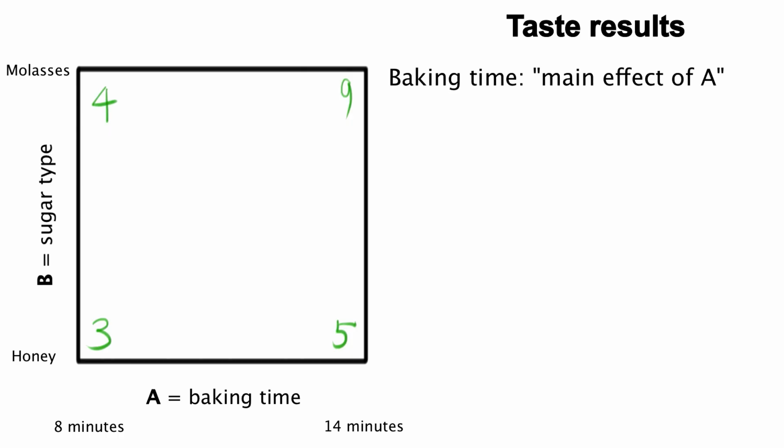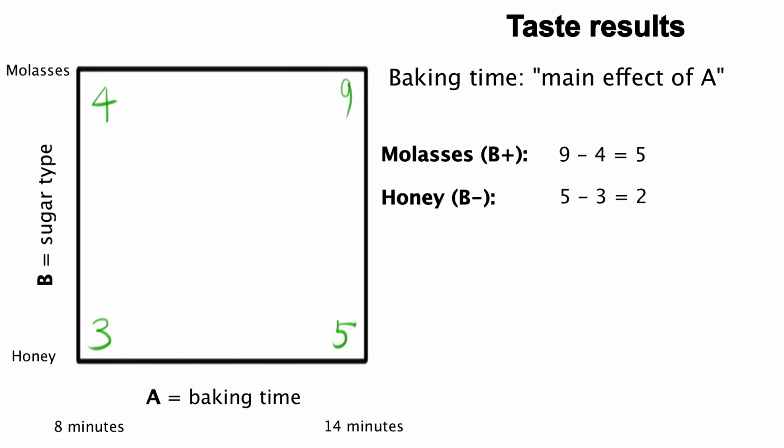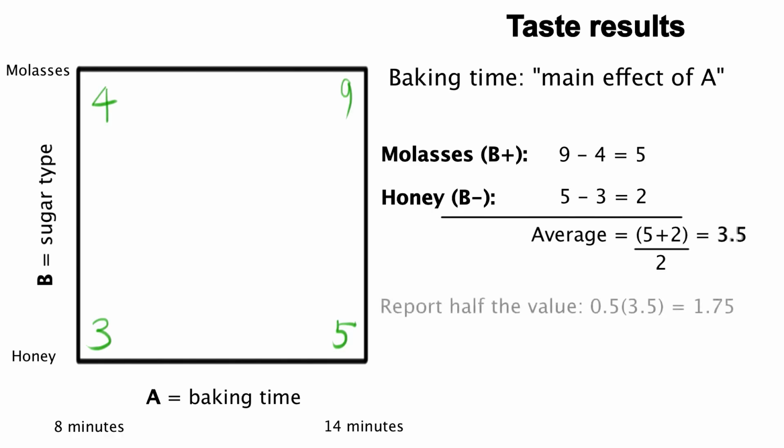Always quantify this main effect from high to low. So when using molasses, the main effect is 9 minus 4, which equals 5. And when we use honey, it is 5 minus 3, which equals 2. So we can say, on average, the main effect of time is to increase taste by 3.5 units. But remember, only report half this number, which is 1.75.